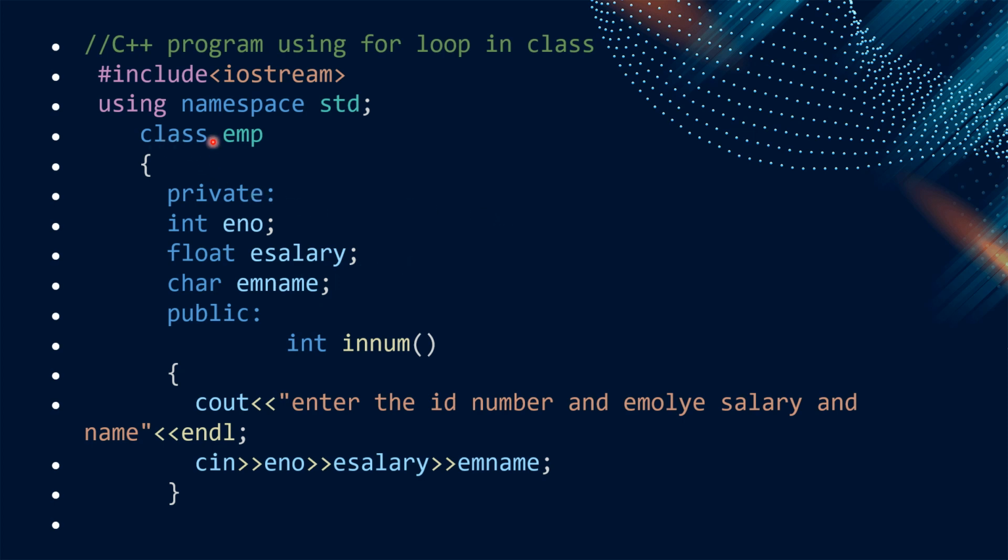The name of the class is emp. In private there is an integer e number, and I am taking float as the data type for e salary, and char as the e name. In public, I am taking the int enum function, in which I take input from the user: the ID number, salary, and name of the employee.